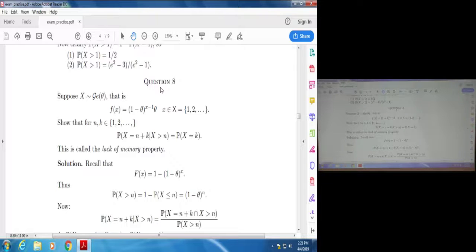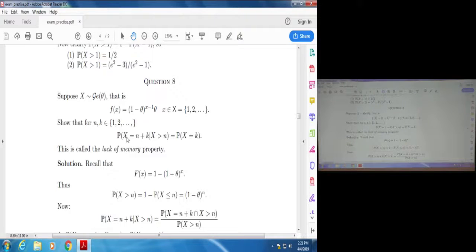Well, the geometric distribution also has this property. So x is geometric theta, so that means that this probability mass function looks like that. And so we want to show for n and k in the set 1, 2, off to infinity that the probability that x is equal to n plus k, given that x is bigger than n, is the probability that x is equal to k. That's what's called the lack of memory property.